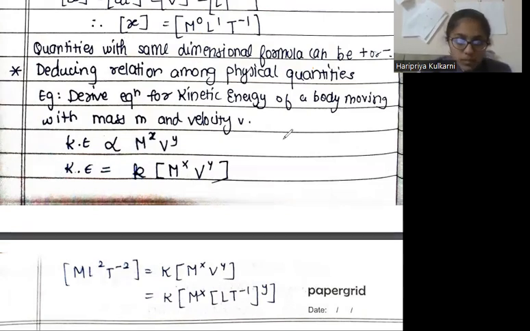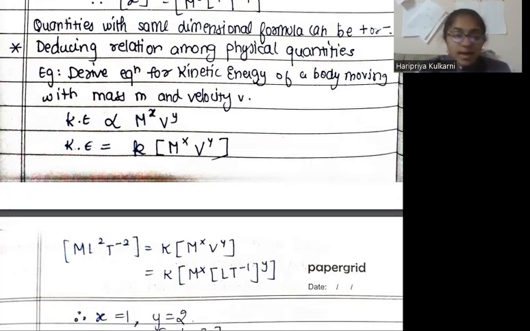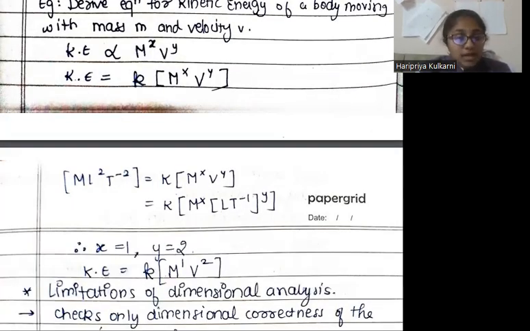How? Let's see. So the question is, derive the equation for kinetic energy of a body moving with mass m and velocity v. So we already know that kinetic energy is half mv square. But here we need to prove that we have a formula between m, v and kinetic energy, right? So how will we prove it? We'll first take a simple statement that kinetic energy is directly proportional to m raised to x and v raised to y. If it is inversely proportional as well, then the powers would be in the minus form, right? So taking the simple general form, that is m raised to x, v raised to y, to remove this proportionality symbol, I'll add a constant k, right?